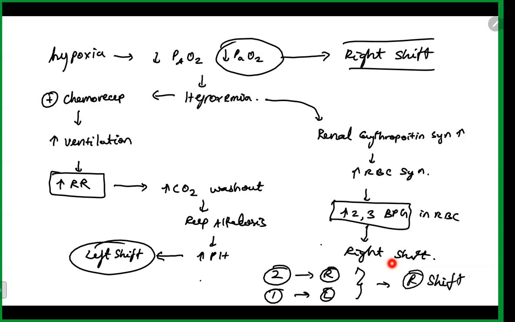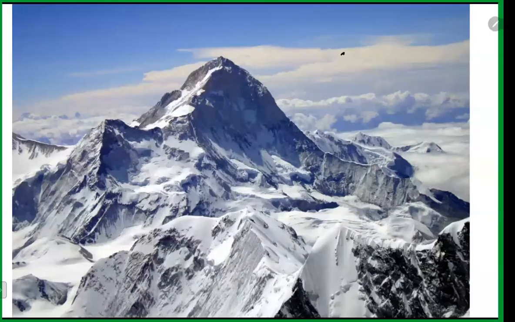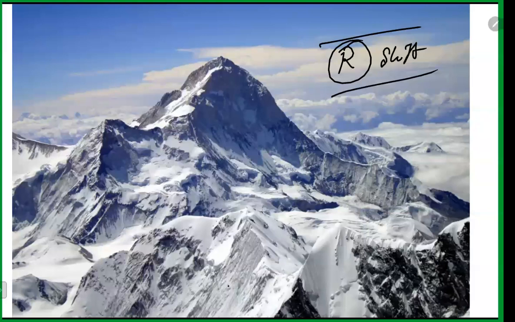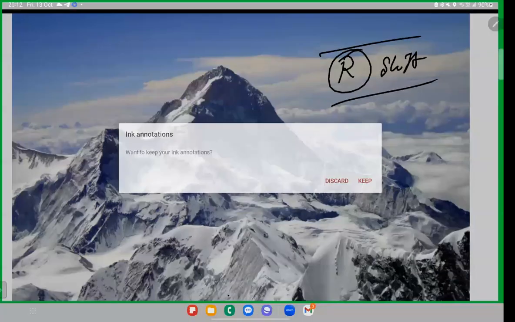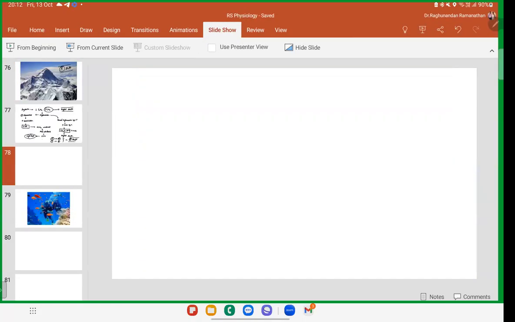In one sentence, if you have read this fully, mountain sickness or high altitude acclimatization, what happens is there is going to be a right shift of the hemoglobin dissociation curve. That is what you wanted to tell at the end: there is going to be a right shift of your hemoglobin curve. That is what you actually want.